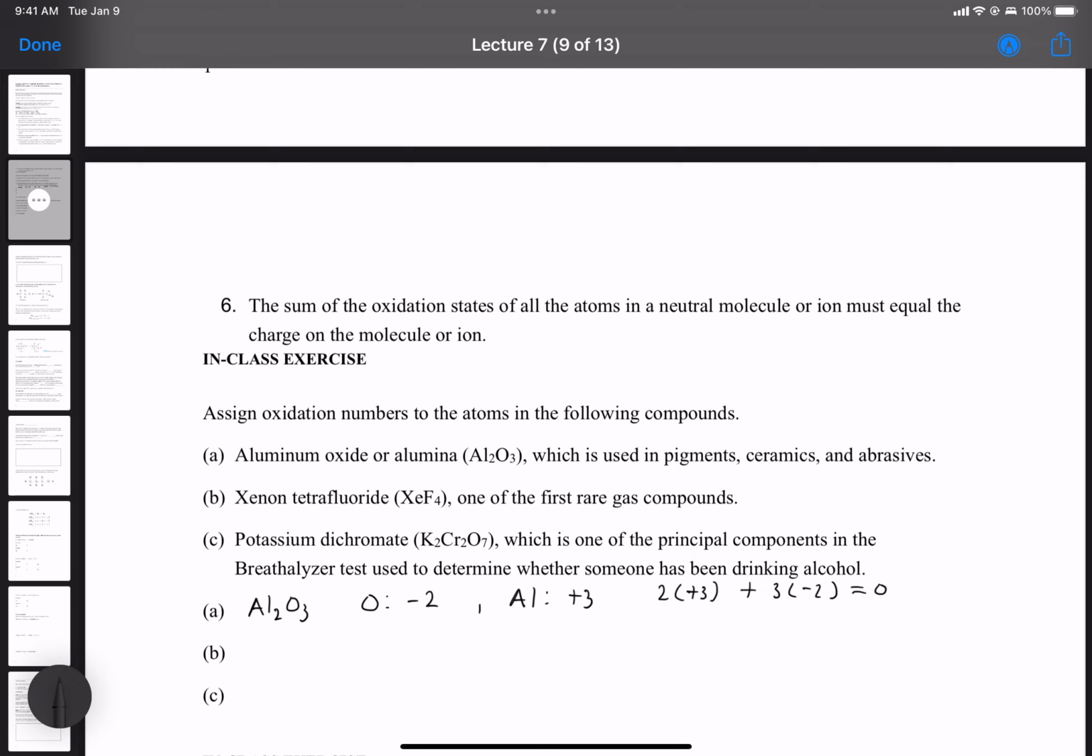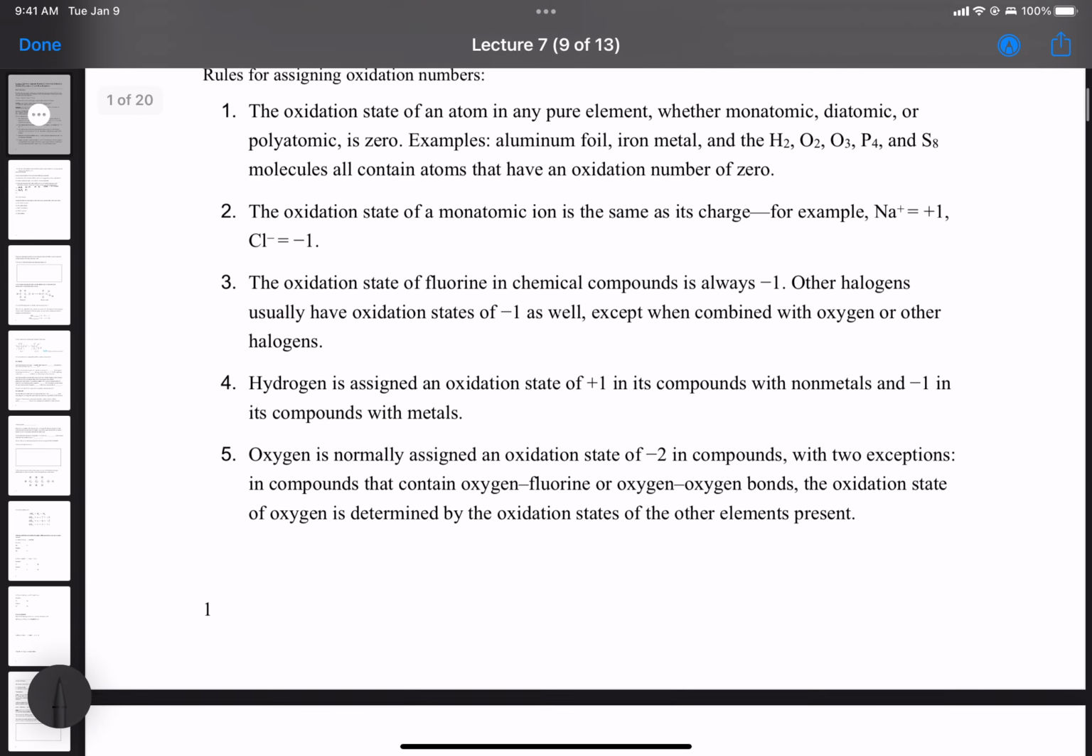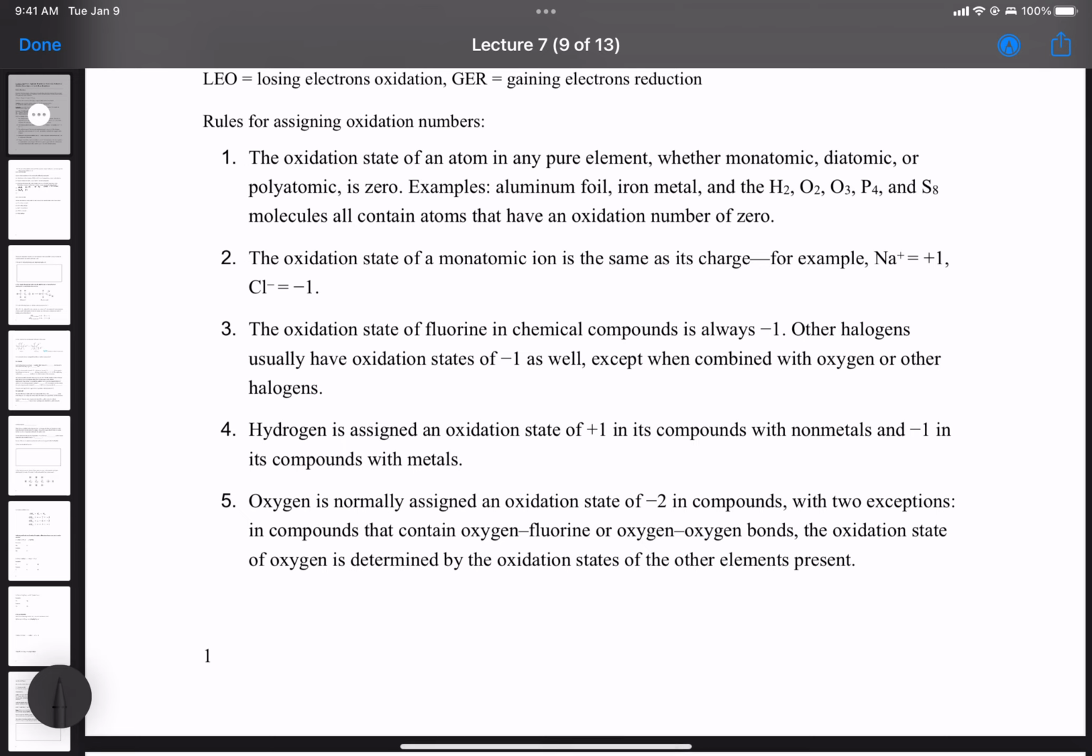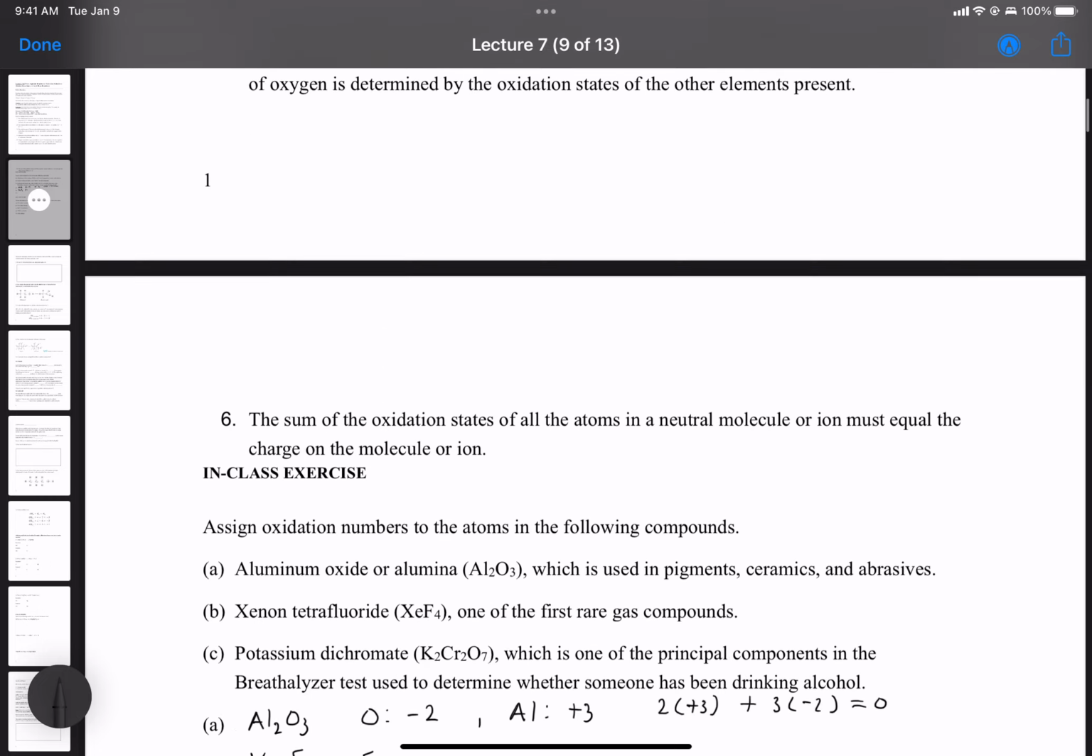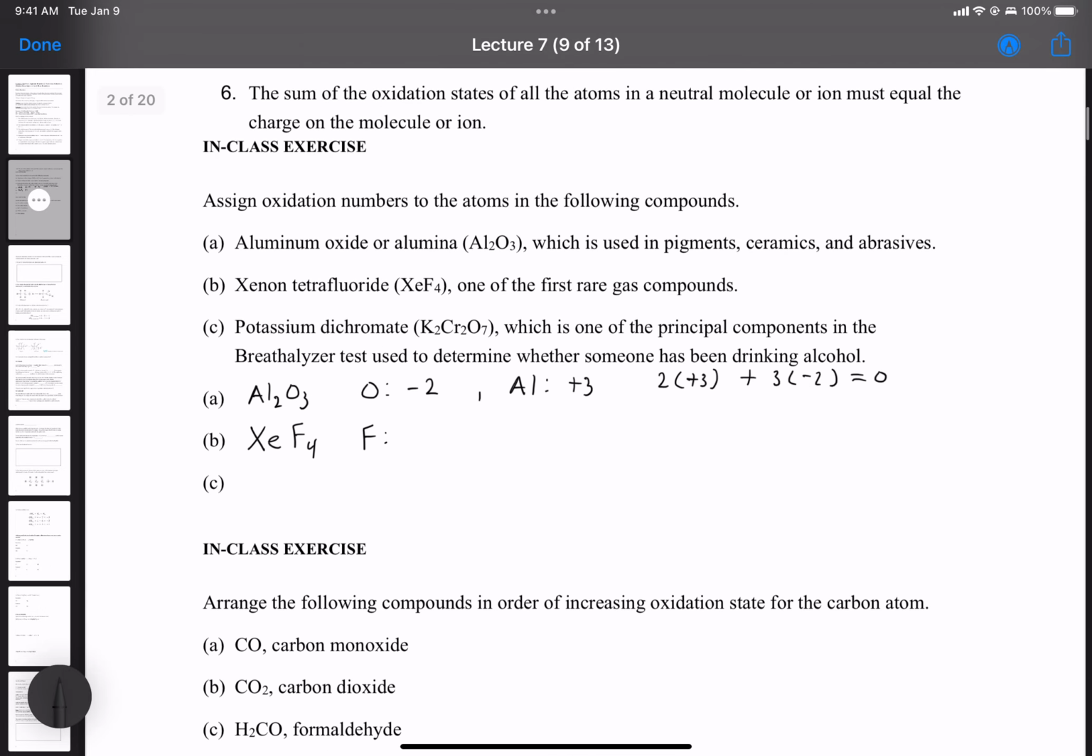So xenon tetrafluoride. So xenon is a peculiar case. So we're not going to assign that oxidation state yet. Okay, so we're going to wait a bit here. Okay, so first let's assign fluorine's oxidation state. So let's go with fluorine first. So we know fluorine usually has an oxidation state of -1 here. It's always -1. So fluorine, when it's in compounds, is always -1. So we're going to say -1 for fluorine, okay?